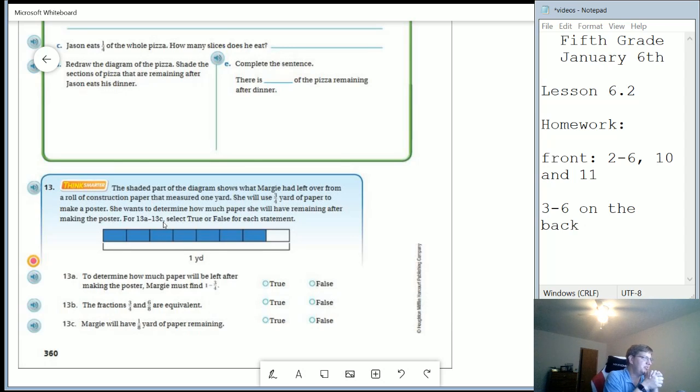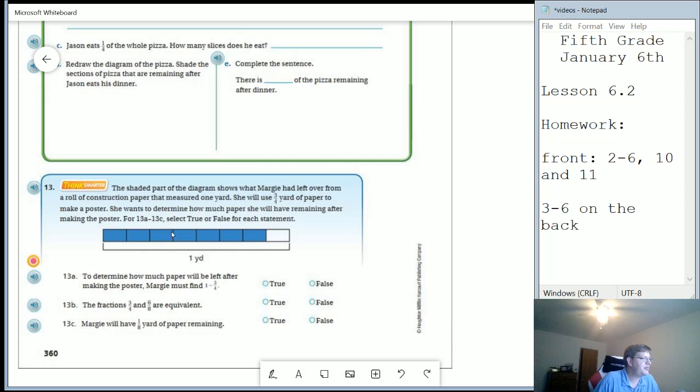So number 13, the shaded part of the diagram shows what Margie had left over from a roll of construction paper that measured 1 yard. So when we started, there was 1 yard worth of material. She's going to use 3/4 of a yard to make a poster, and we want to figure out how much is left over when we are done.